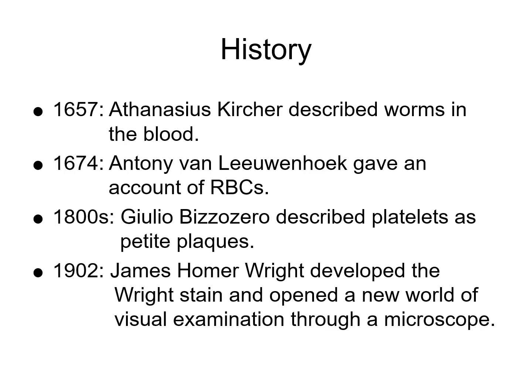So a little bit of background history. In 1657, Kircher was the first person who described worms in the blood, and those actually ended up being our red blood cells. In 1674, Van Leeuwenhoek provided an early detailed account of what red blood cells actually look like. Then in the 1800s, Bizzozero described platelets as petite plaques. In 1902, Wright developed the Wright stain, which you will hear about later on in different lectures, and that helped to revolutionize microscopic examination of the blood cells.